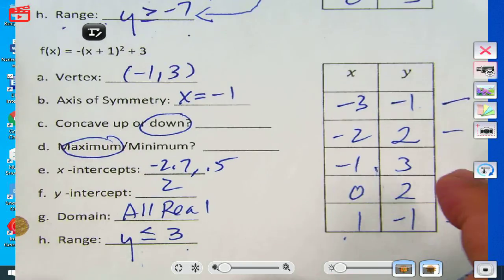And then here, where does it cross? 2.7. Okay, that'll work. So x-intercept is negative 2.7. What's the other one? Okay, I'm getting like 0.5. Yeah, all right, what's the y-intercept? 2. Right, the y-intercept is right here. All right, that's the end of the example.